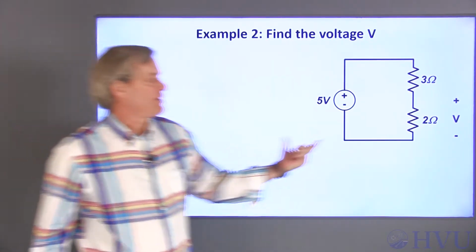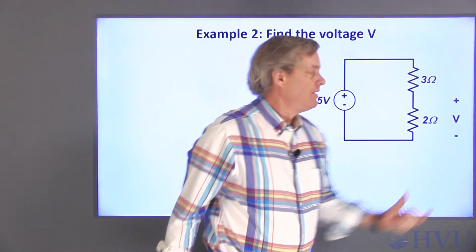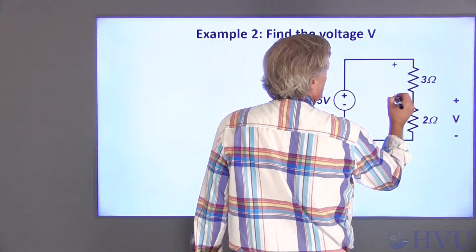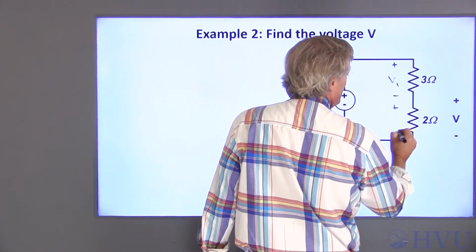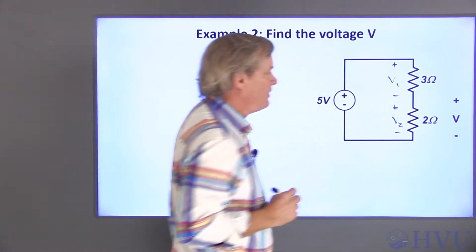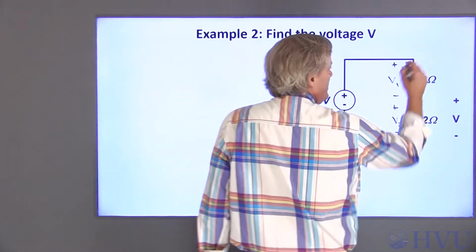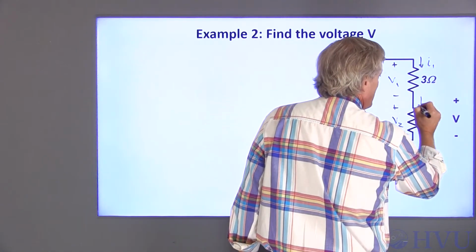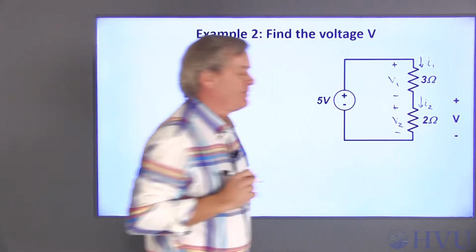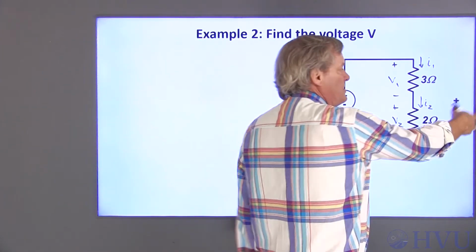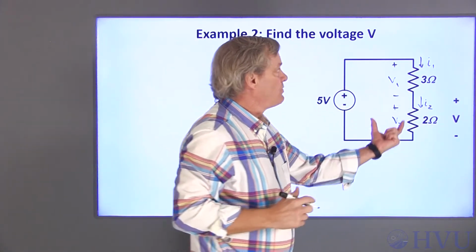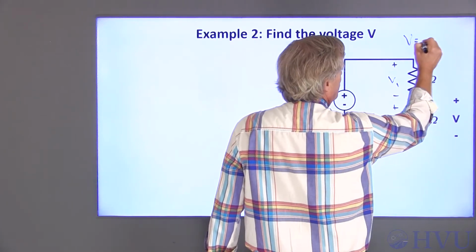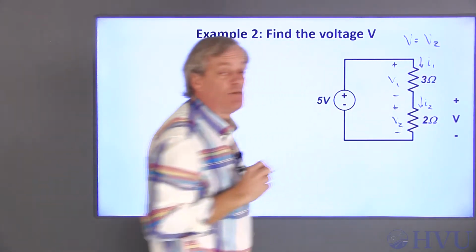In this example, I want to find the voltage V. First, I define variables. I'll introduce a variable V1 here and a variable V2 here. If V1 has this polarity, I1 enters this terminal and I2 enters this terminal. Notice that I'm not using V as one of my variables. What will finally end up is that this voltage and this voltage are the same, so one of my equations will be V is equal to V2.